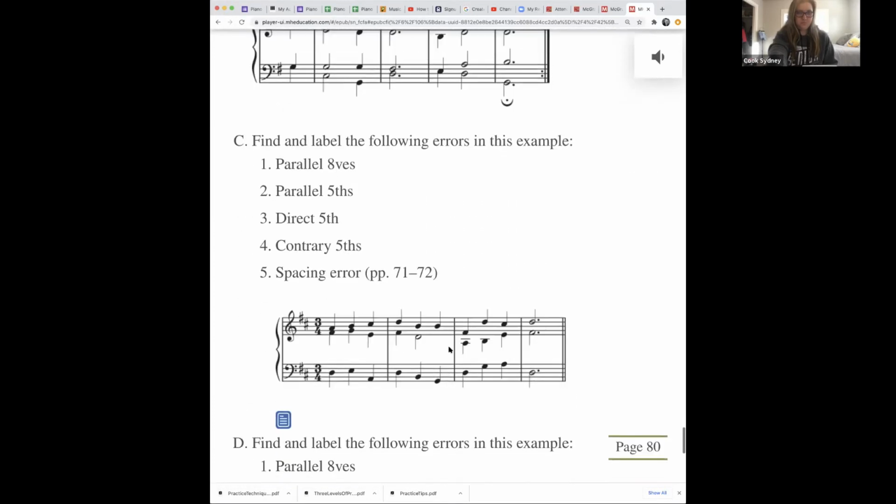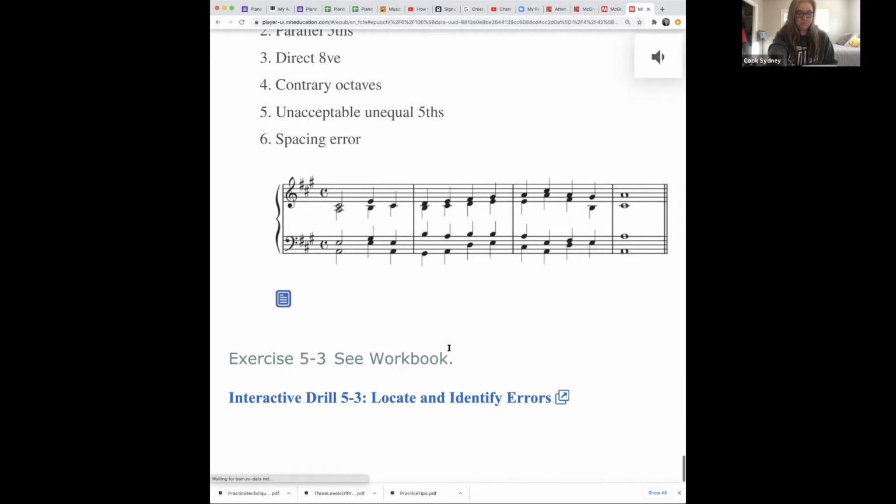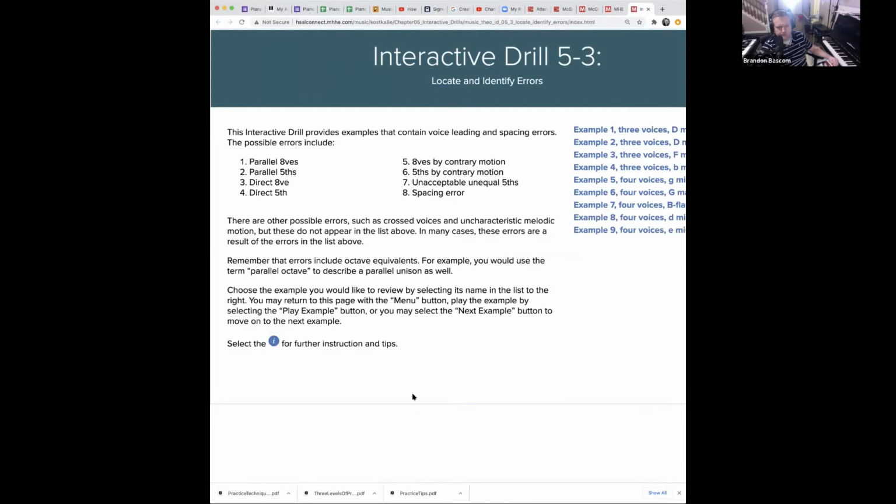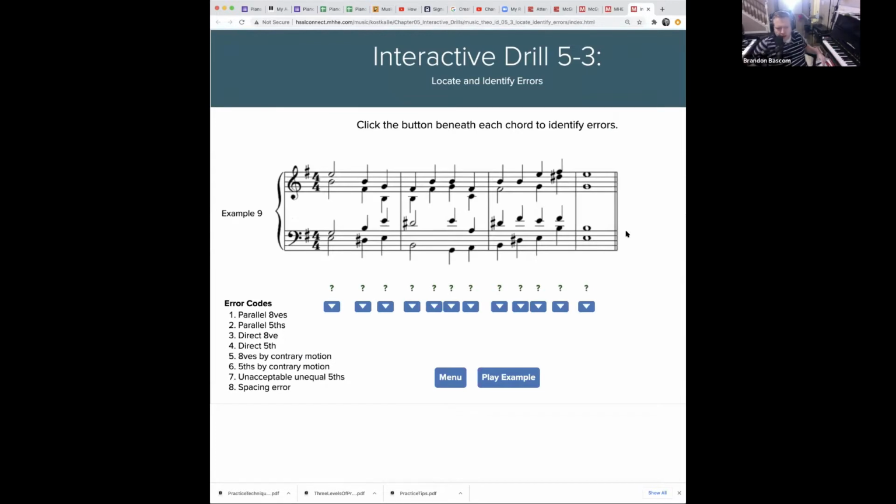We had to look for part writing errors such as these. We also have this awesome interactive drill. Let's go backwards. All right, here we go. This is a good review for our exam coming up. We have the following error codes that may or may not show up. You have the option of OK, no errors, error 1 through 8. If you had to put them in, could you find them? Ready, set, go.